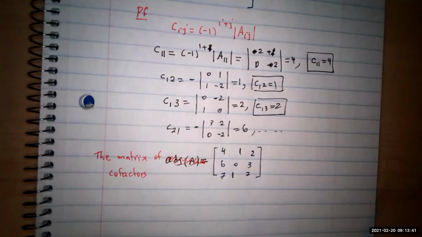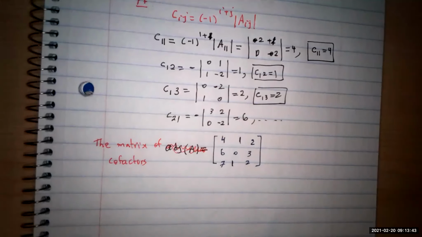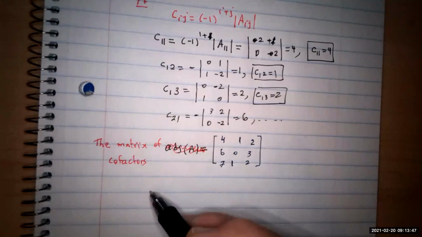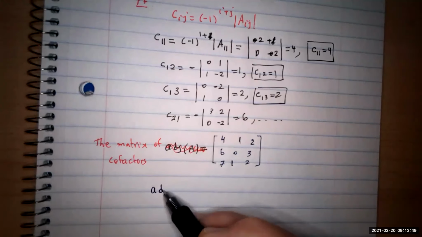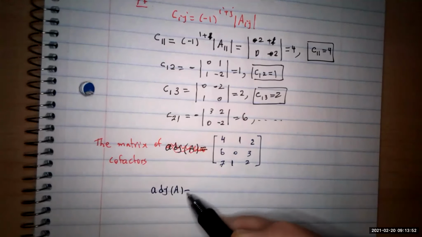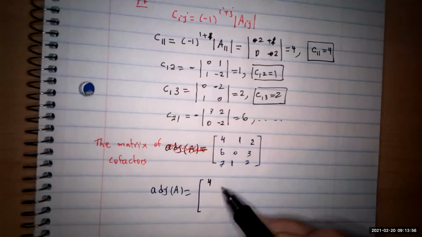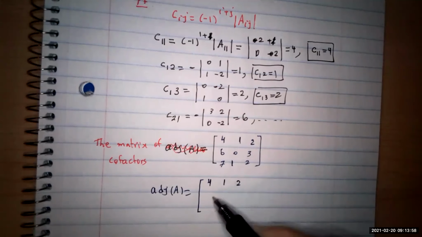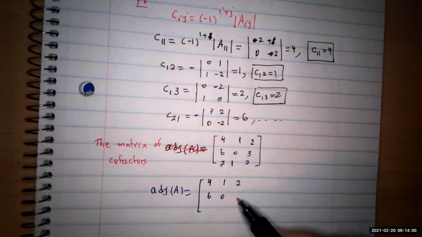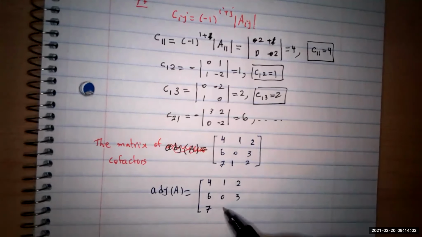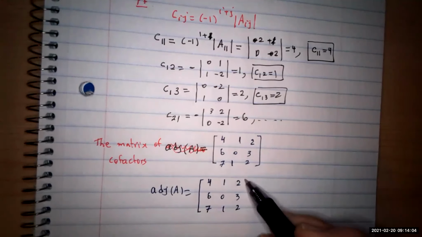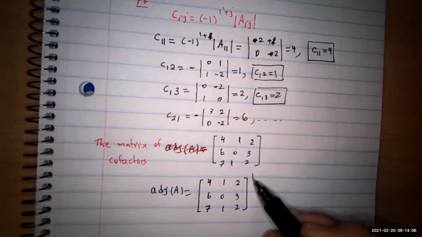Now you find the transpose of this matrix to get the adjoint. So the adjoint of A is going to be the transpose of this matrix. I rewrite it so that you know the definition. It's going to be 4, 1, 2, and this is 6, 0, 3, 7, 1, 2. Transpose of this matrix.